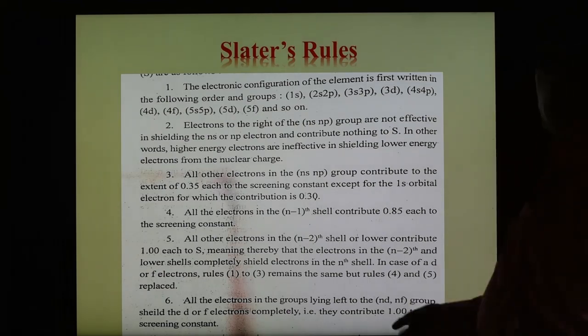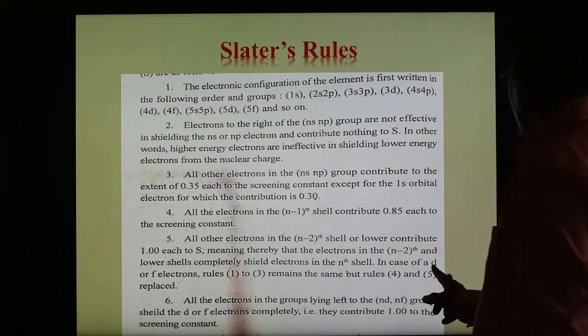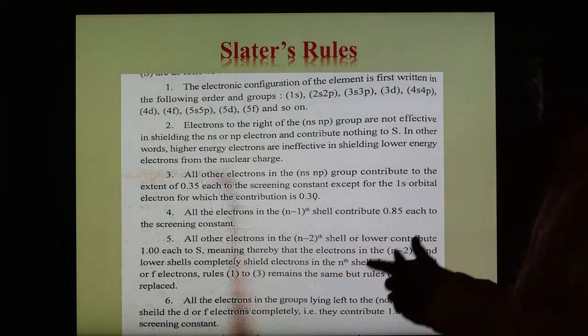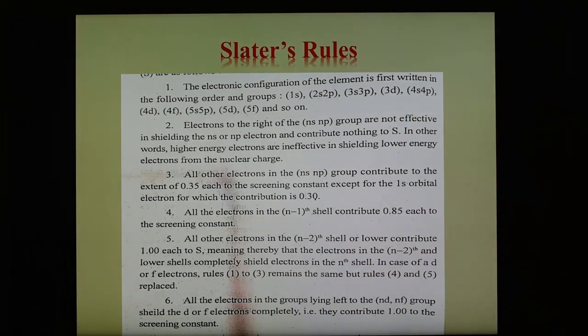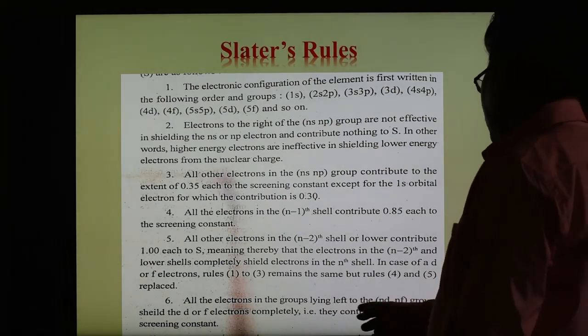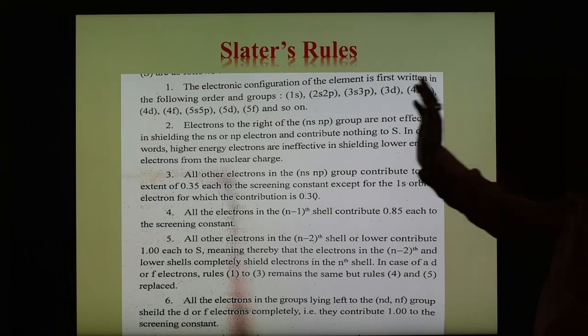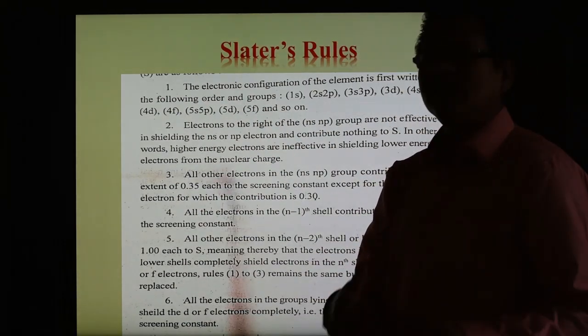Also, for d and f electrons, the contribution is also 1. And for the shells having nd and nf groups or lower than that, the contribution is also 1. So n-2 and all the lower groups, and the nd and nf groups, also contribute 1 for each electron to the screening constant. I am repeating all these rules again.